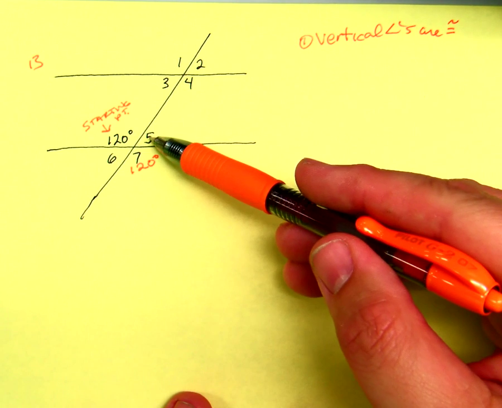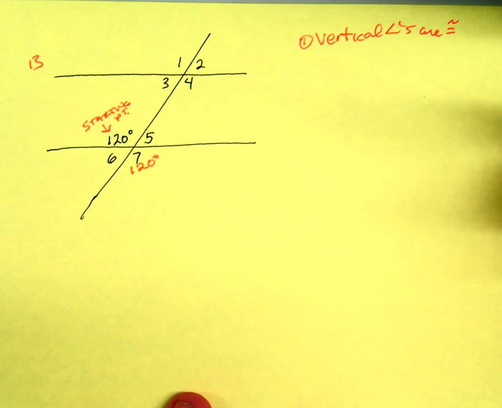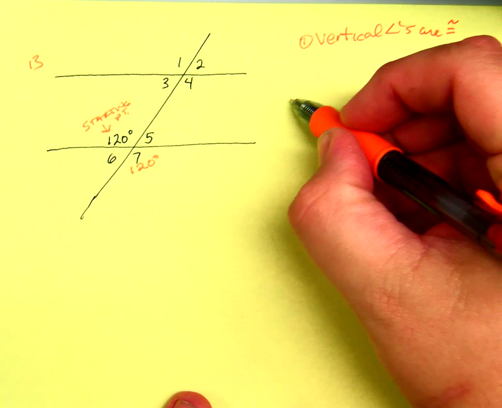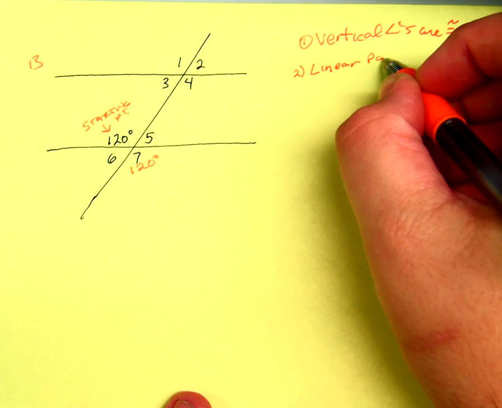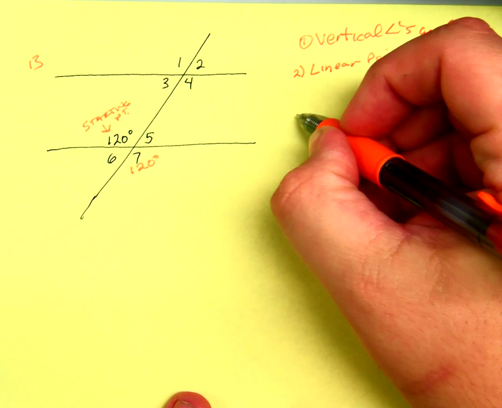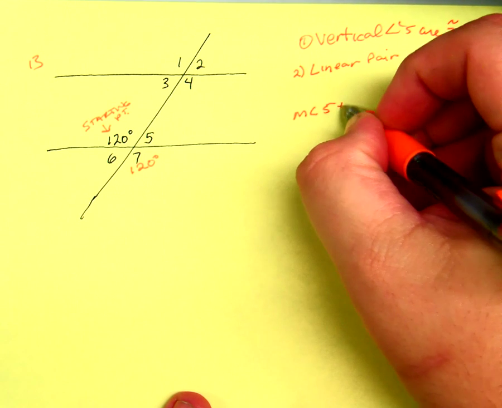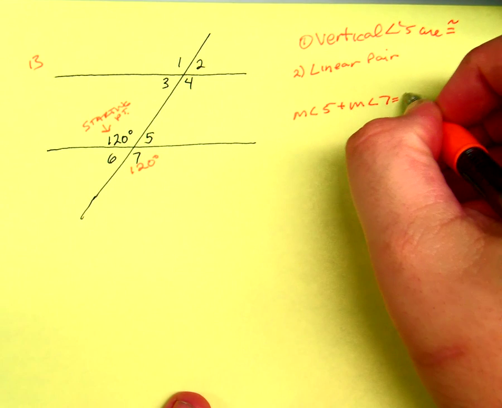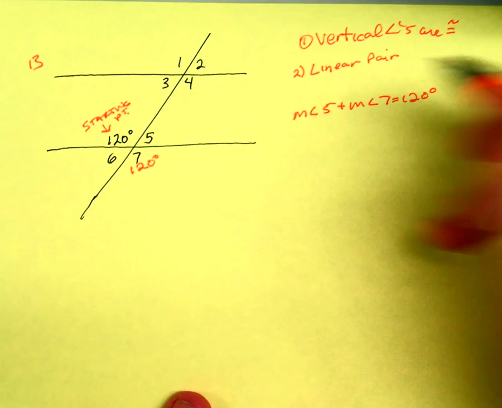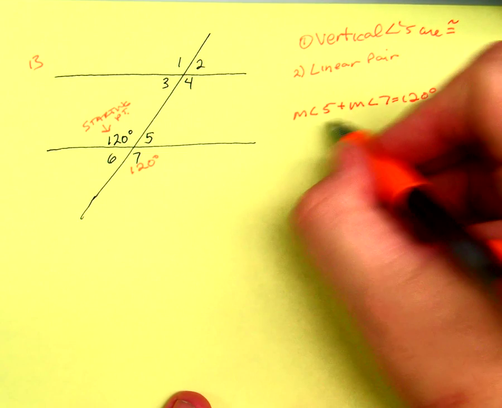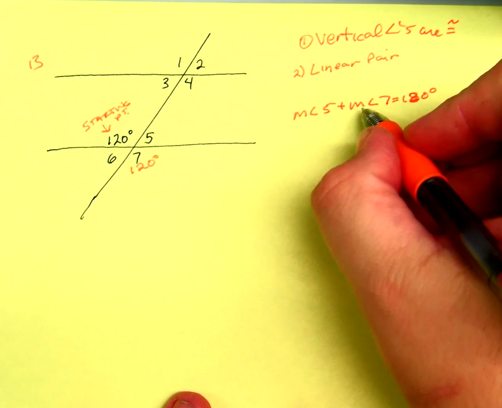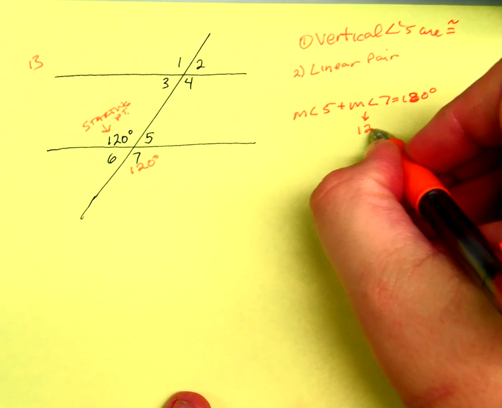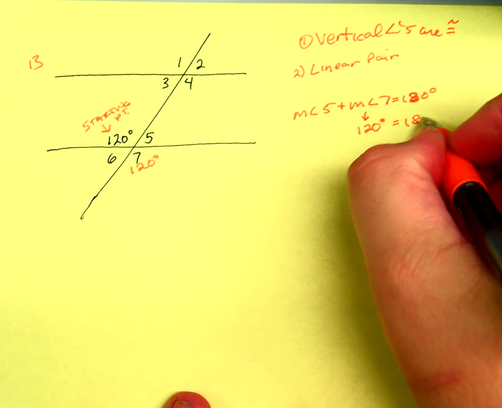So now, just pick one of either angle 5 or angle 6 and say, all right, well, if I took angle 5 plus angle 7, what would that equal if I added them up? 180. So do a linear pair. And that would be measure of angle 5 plus measure of angle 7 is equal to 180, not 120. I was thinking about that angle. But I know that angle, this guy, is 120 degrees. That's 180 degrees.